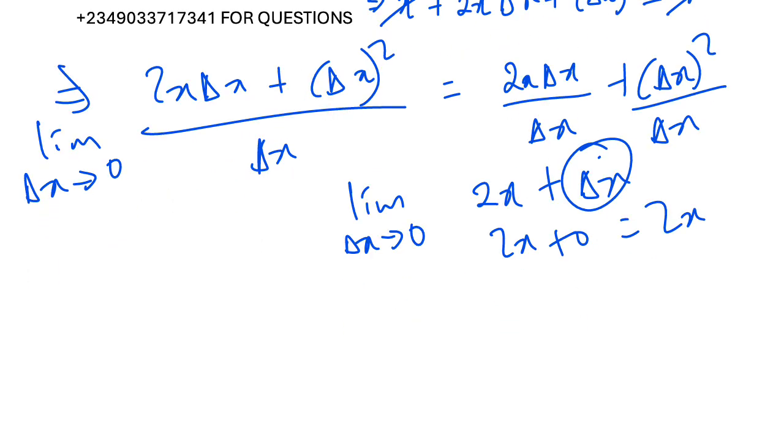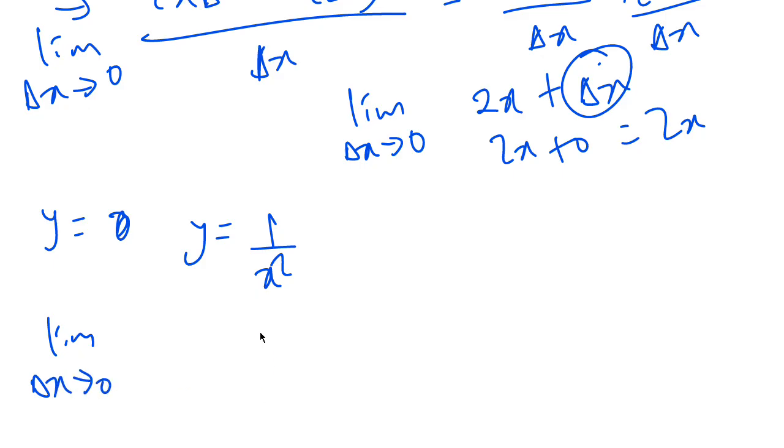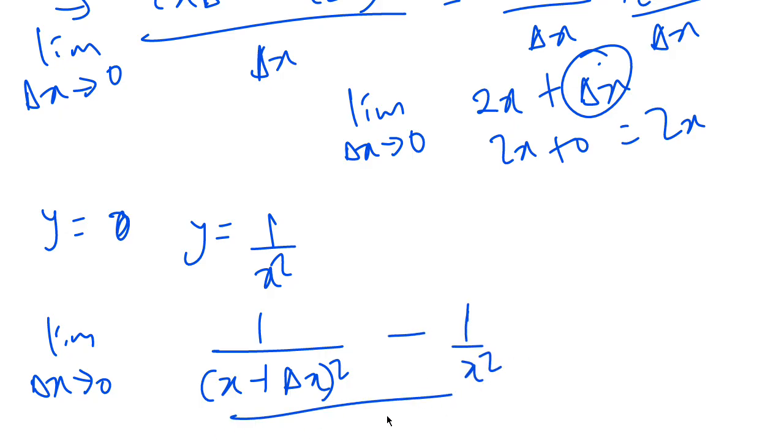So let me take another. Let me say y equal to 1 over x squared. The same principle, the limit as change in x tends to 0, right? All we now do is 1 over x plus change in x all squared minus the original function 1 over x squared, all over change in x, right?